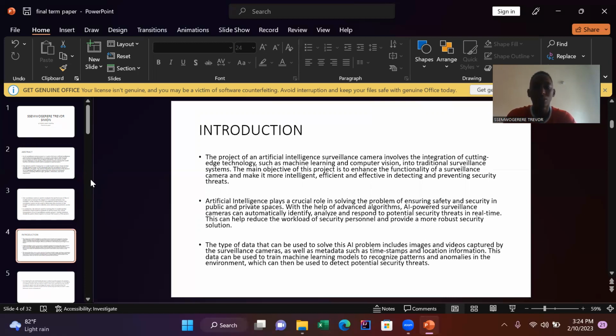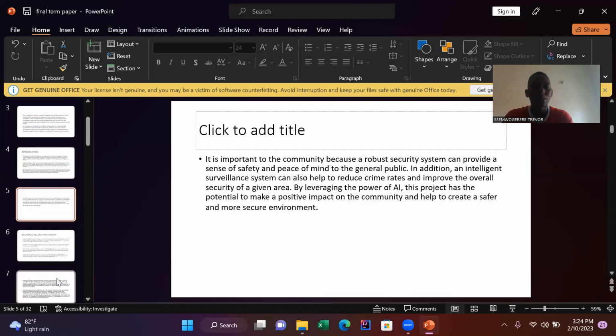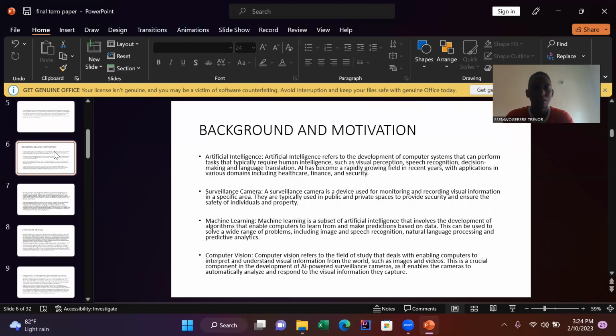That is my introduction, whereby the project of an artificial surveillance camera involves the integration of cutting-edge technology such as machine learning and computer vision. So we are bringing machine learning together into the computer vision so that we can improve the security of our environment. So that's all about the introduction.